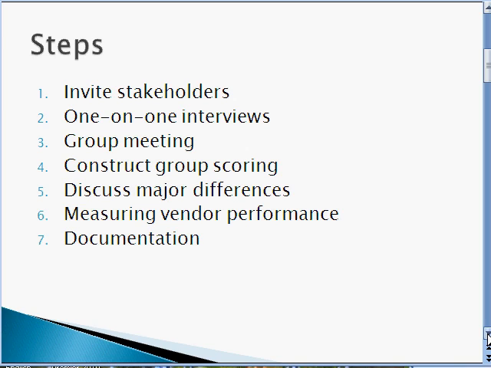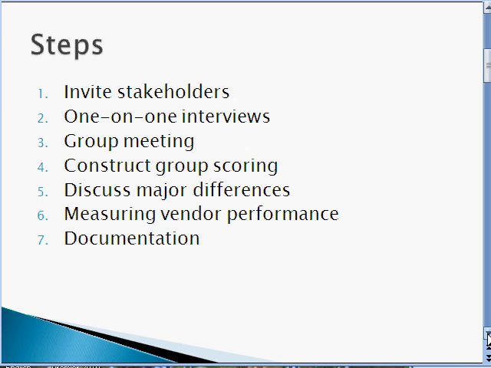Here is a 7-step outline for conducting vendor selection. First, you must invite the experts within the organization to participate in the selection process. Second, you must conduct one-on-one interviews in order to determine individual preferences for the product. Third, experts and facilitators should come together in a group and revise preferences in order to reach a consensus.